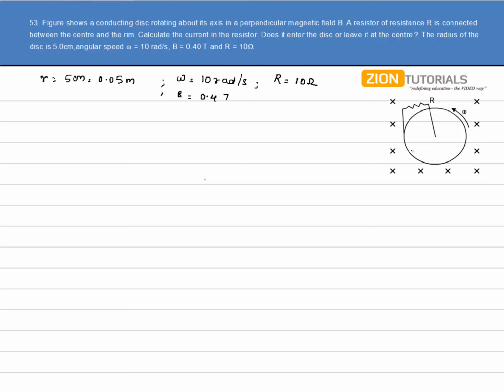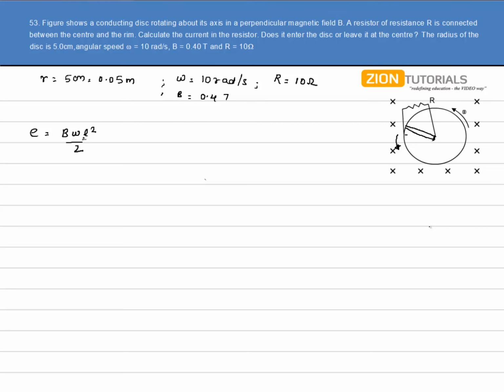Now the best way to solve this question is assuming that instead of a disk I simply have a rod of length equal to the radius of the circle, that is R, and it is rotated with an angular velocity omega in this direction. So we know that when a rod is rotating with an angular velocity omega, then the EMF induced in it is given by B omega L square by 2, where L is the length of the rod.